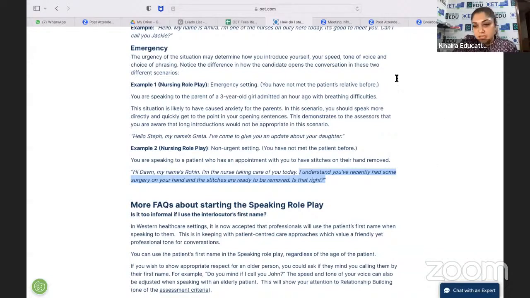So see, the reason I mentioned these two examples is for you to notice the difference. The first one was an urgent setting where biomedical attention takes precedence, right? So there you don't have time for lengthy or elaborate opening sentences and introductions. You come to the point very quickly in the second sentence itself. In a non-urgent setting, it is preferable that you are more courteous and respectful, and then we can get into this formality. Any questions about this?